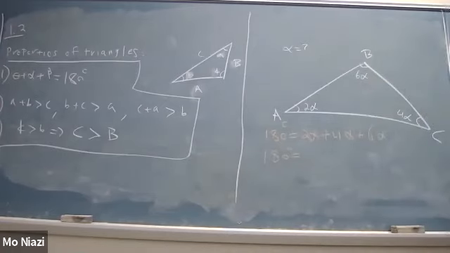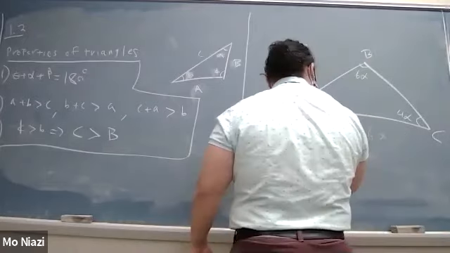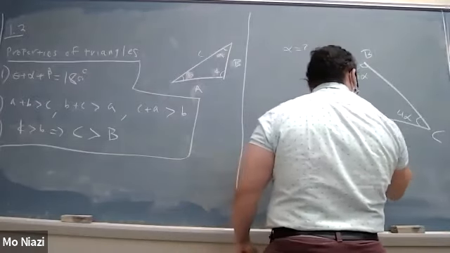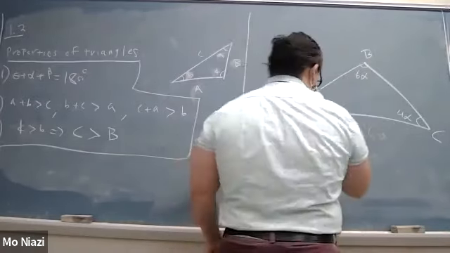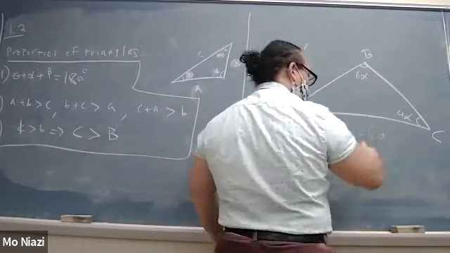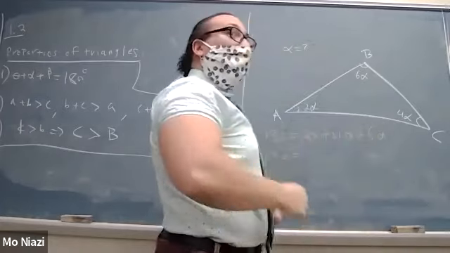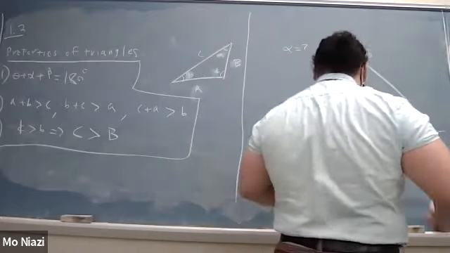You can add them all together. 12. 12 what? 12 alpha. If this is 2 alpha, 4 alpha, 6 alpha, it's like saying I have 2 oranges, 4 oranges, 6 oranges. How many oranges do I have? 12 oranges.